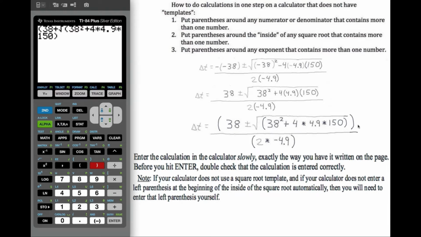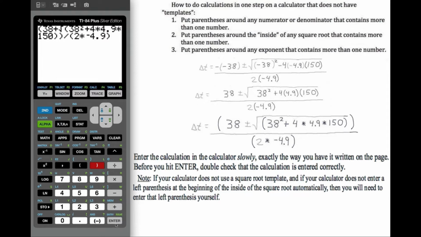And then we enter another right parenthesis to indicate the end of the numerator. Divided by, don't forget this divided by symbol, left parenthesis to indicate the beginning of the denominator, 2 times negative 4.9. Right parenthesis to indicate the end of the denominator. Before you hit enter, double check that the way the calculation is entered on the calculator matches the way you have it written on your paper.